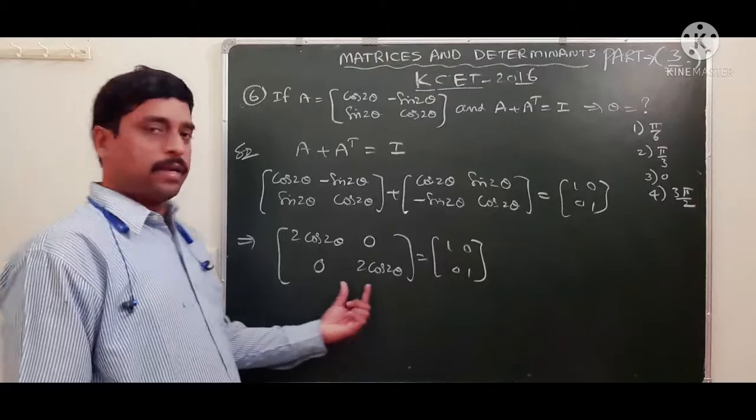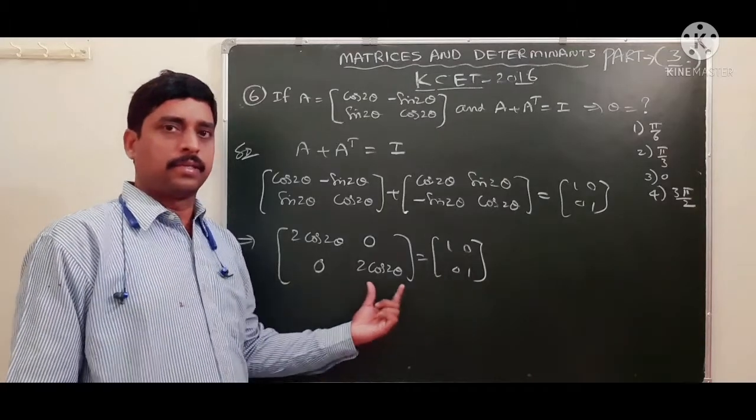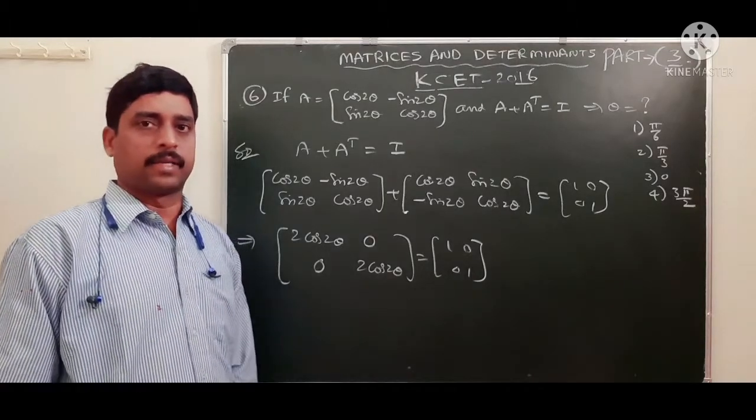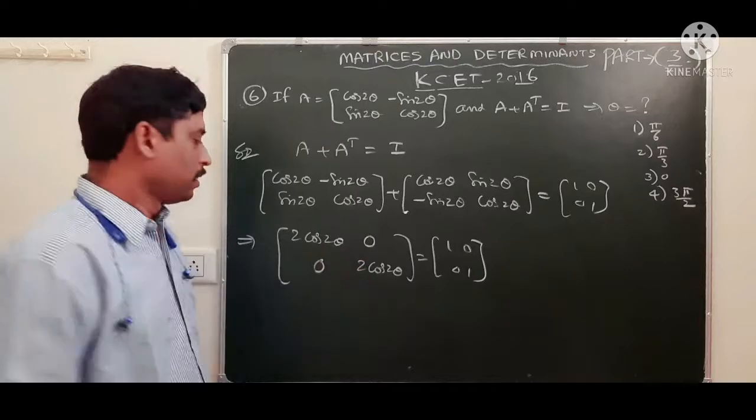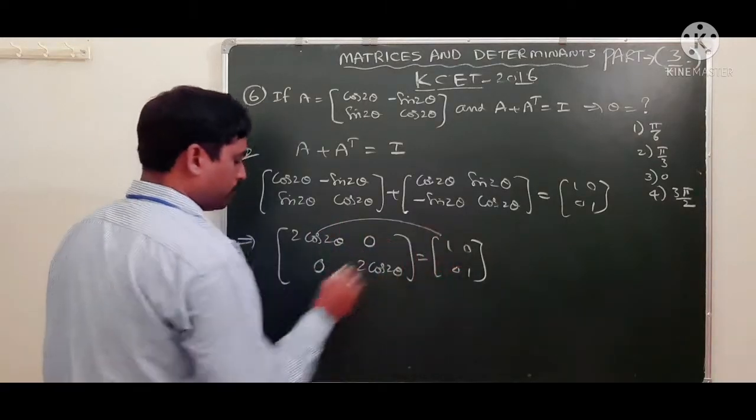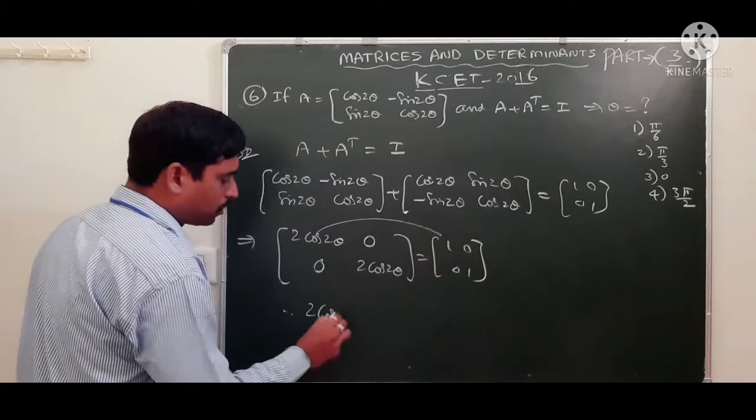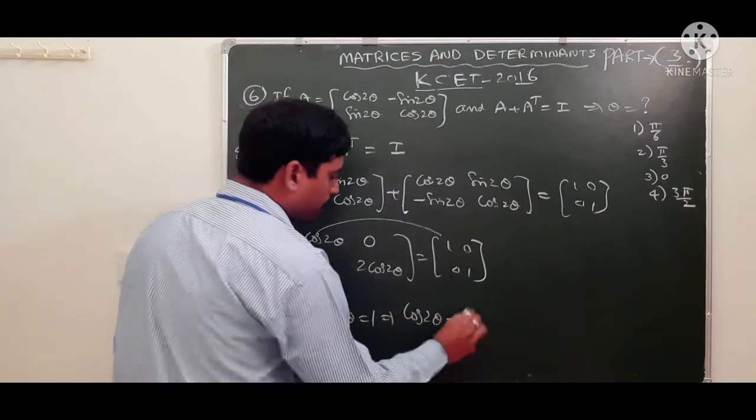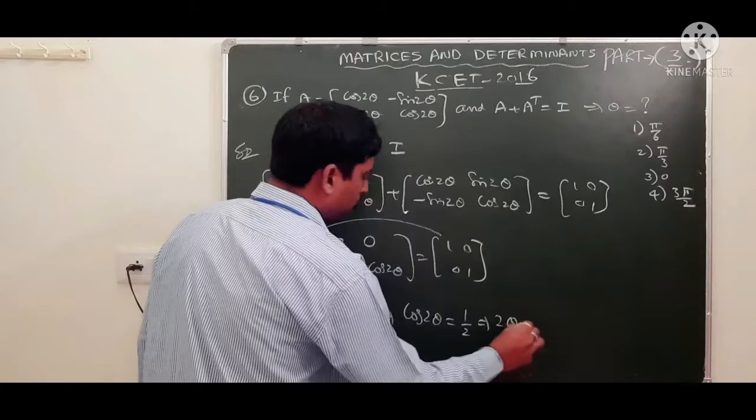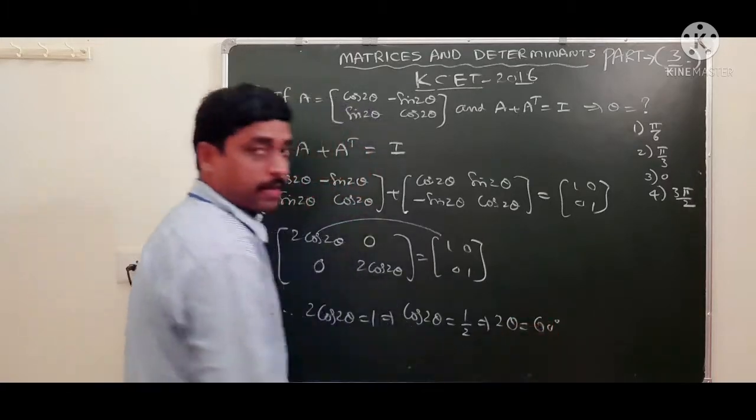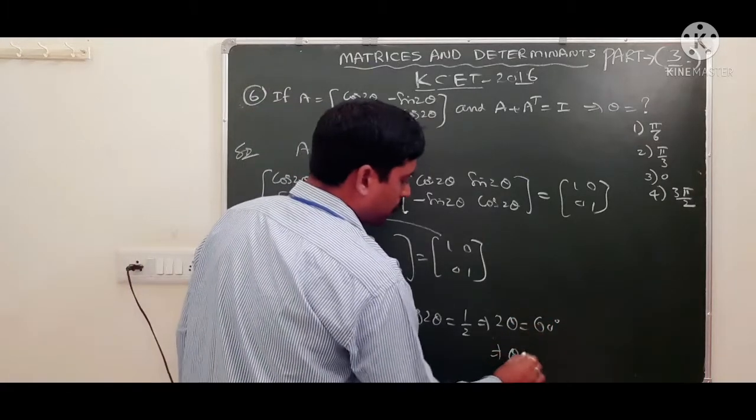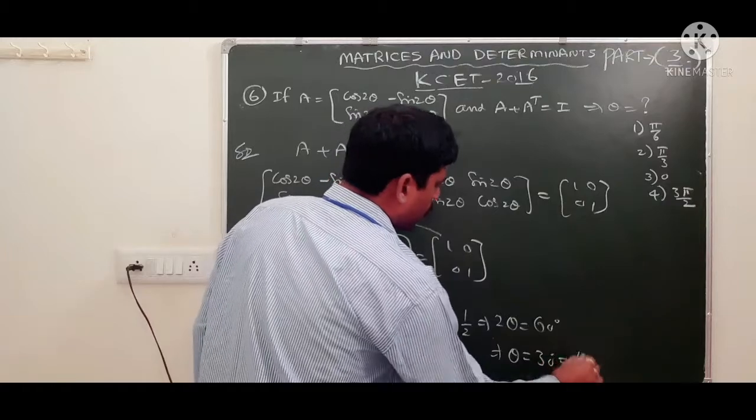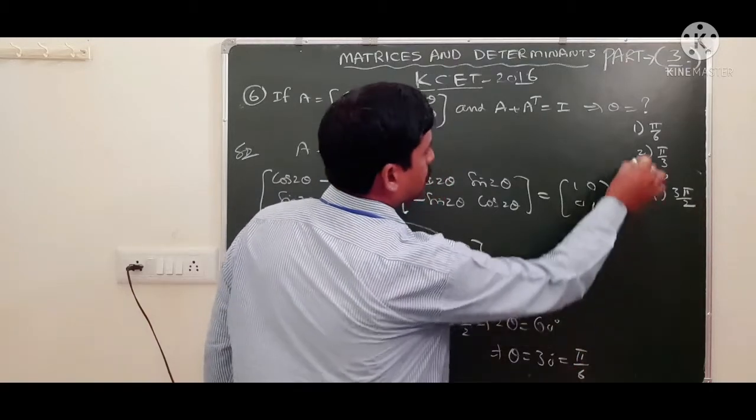Let us observe these two matrices. These two matrices are equal matrices. So equating corresponding elements, 2 cos 2 theta is equal to 1. Cos 2 theta equals 1 by 2. Therefore 2 theta is equal to 60 degrees, since cos 60 is 1 by 2. Therefore theta is equal to 30 degrees or pi by 6 radians. Pi by 6 is the correct answer.